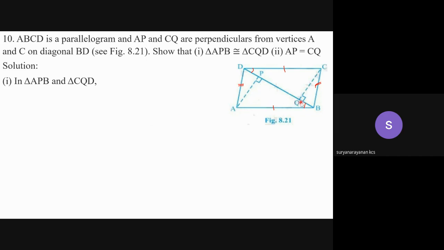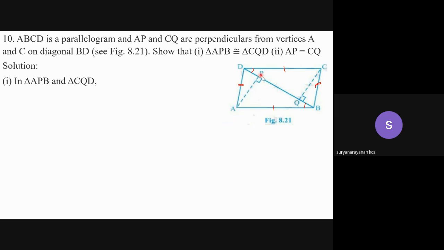Here, AB is equal to CD or not? AB is equal to CD. See, simple technique here: AB, first letter and last letter. Here also CD, first letter and last letter. AB and CD are equal because they are opposite sides of a parallelogram. And any more parts? Any more parts are equal in these two triangles? Observe the two triangles carefully.